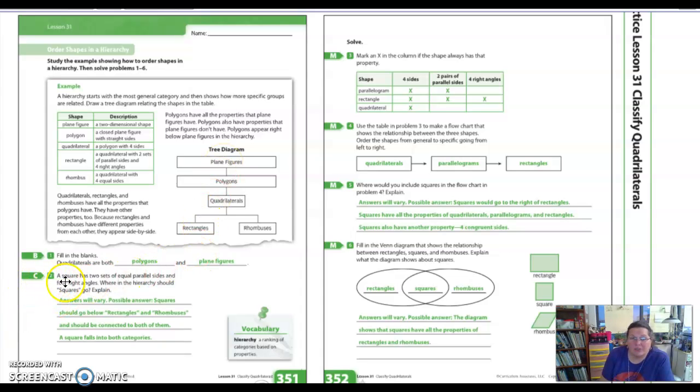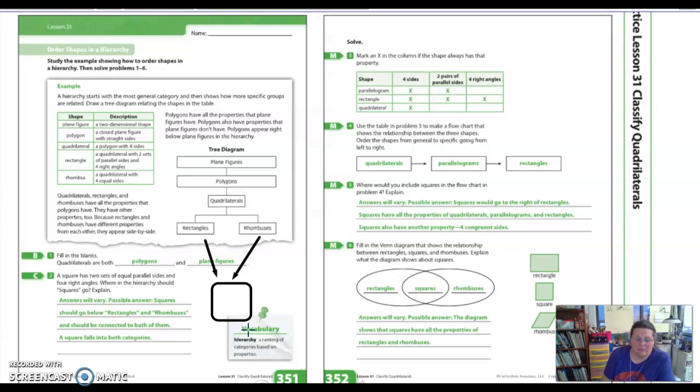So we have number 2. A square has 2 sets of equal parallel sides and 4 right angles. Where in the hierarchy should squares go? And please explain. So if it has the parallel sides and the right angles, this is where we would have it at the main bottom. We would have it looking something like this. And then I would have my square right down here.